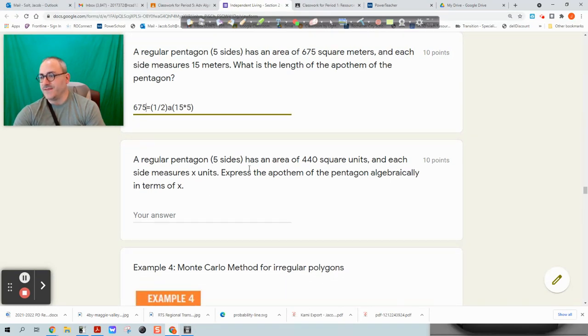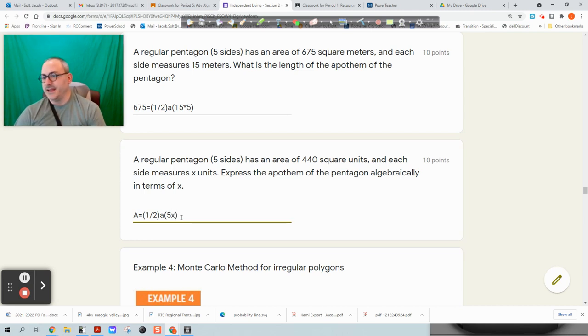And then I'm going to have you do another pentagon, 5 sides. It has an area of 440 square units. Each side measures x units. Express the apothem of the pentagon algebraically in terms of x. Well, start with your equation: A equals 1/2 times A times P. Each side measures x, so how do I find the perimeter? I take each side, x, and multiply it by how many sides there are. So x times 5, or 5x.